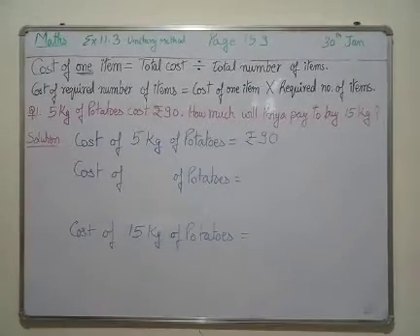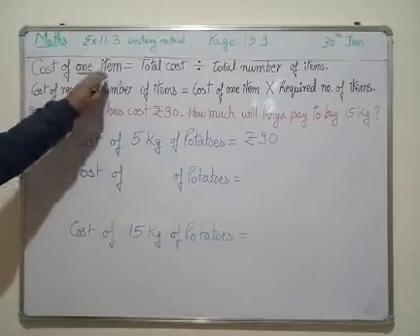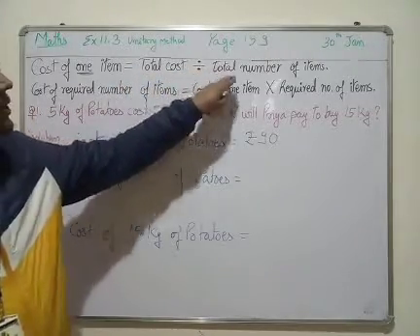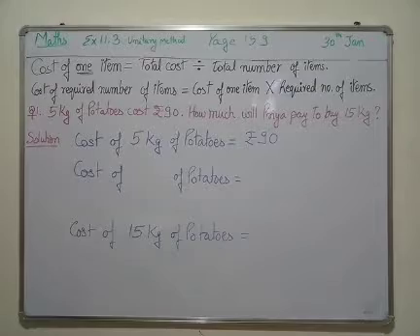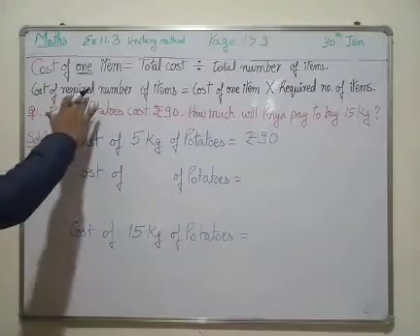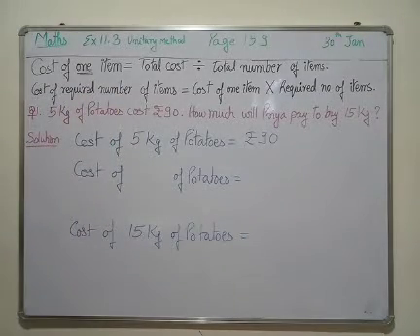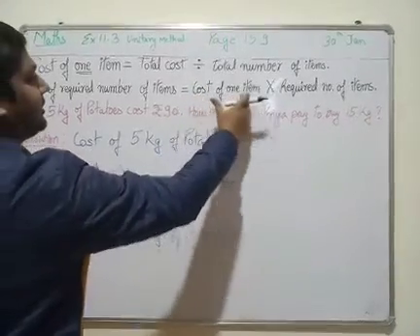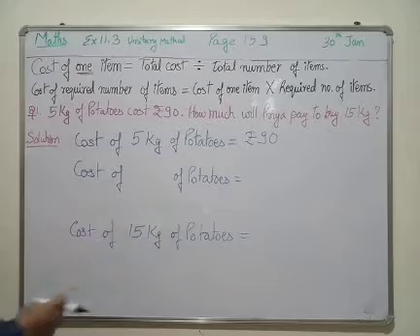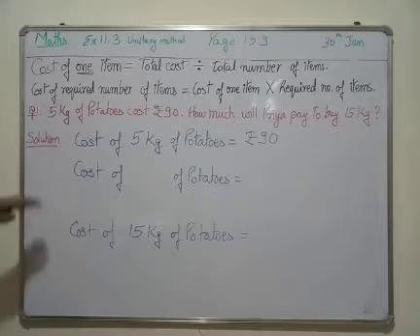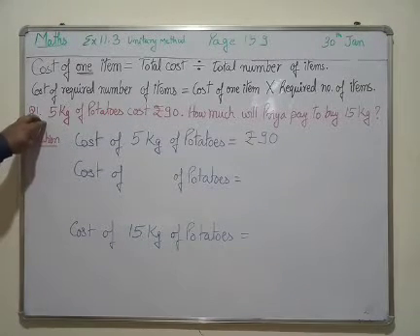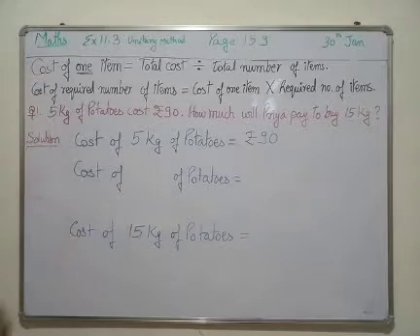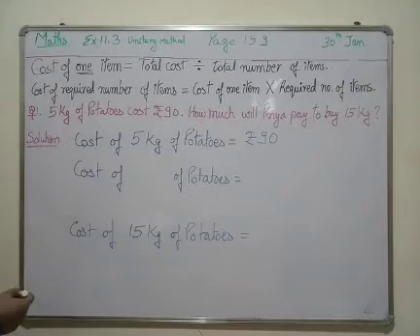If we have to find the cost of one item, then we will use the formula: total cost divided by total number of items. And if we have to find the cost of the required number of items, meaning more than one, what will we do? Cost of one item multiplied by the required number of items. So let's see question number 1 of exercise 11.3. How will we use these two formulas in the question?